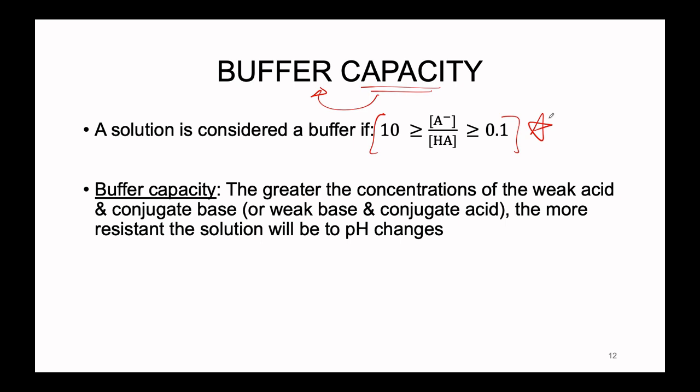So our buffer capacity definition is: the greater the concentrations of your weak acid and conjugate base, the more of both of these you have, the more resistant to pH change your solution will be, the more buffered your solution will be, because it's going to take more and more of your strong acid or strong base to neutralize your weak acid or conjugate base. If you have a ton of this present, there's not going to be a whole ton of neutralization going around. Your solution is going to be buffered at a specific pH, and your system will be stable.